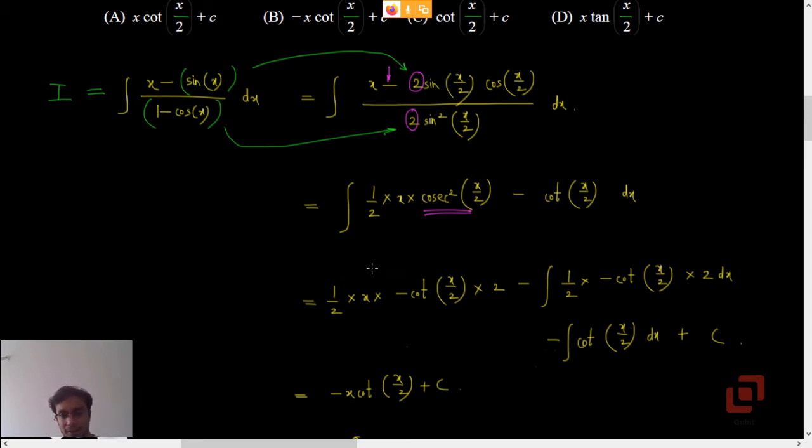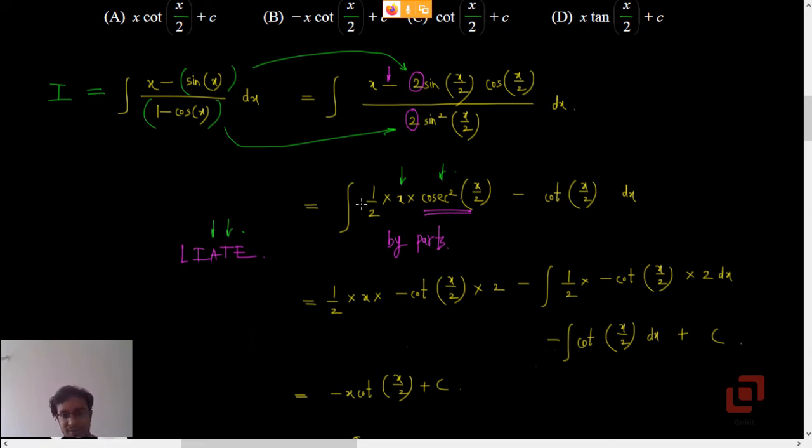Then integrate the first one by parts. LIATE, this is the preference. Algebraic functions should come first and then trigonometric, so our order is right, first x and then cosec squared.